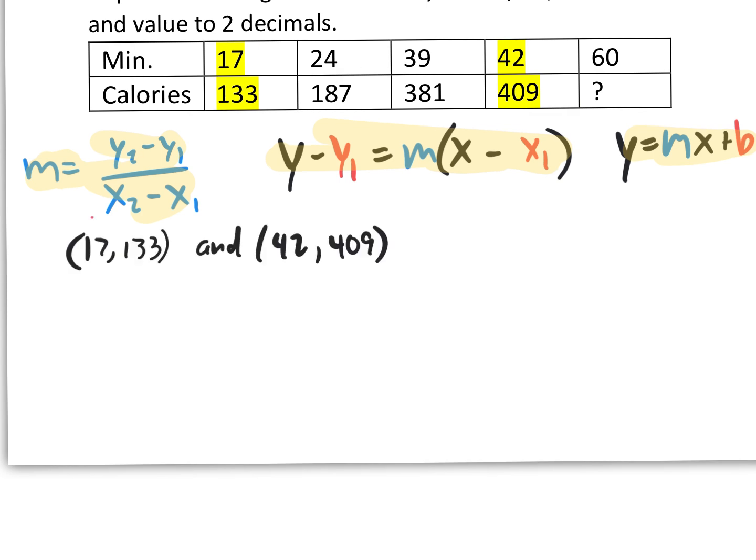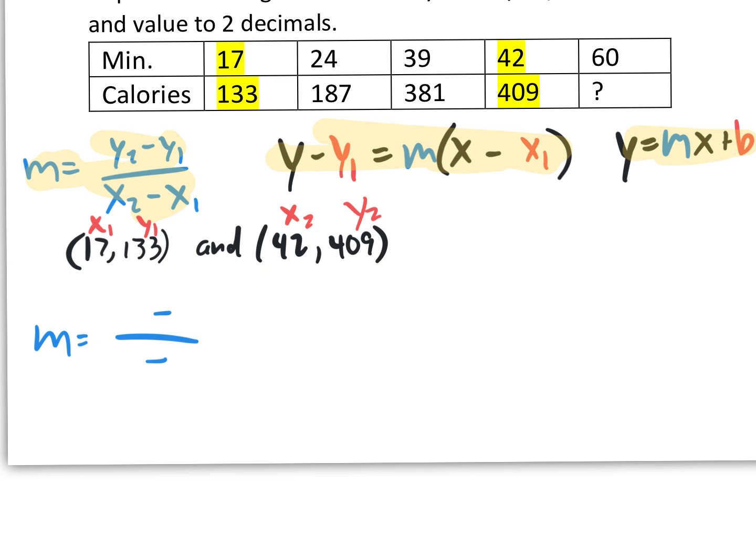Each of those is an x value and a y value. I called this one my first point, x1, y1. I called this one my second point, x2, y2. So now I could actually use the slope formula. And when you're using the slope formula, or any of these, I always recommend rewriting them with blank spots and then plugging in your values.